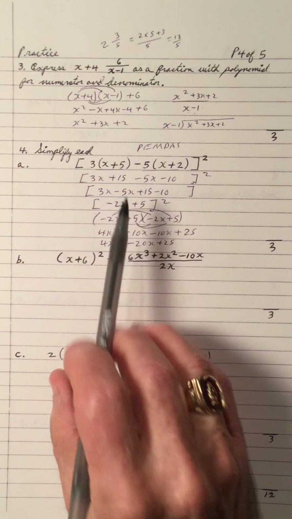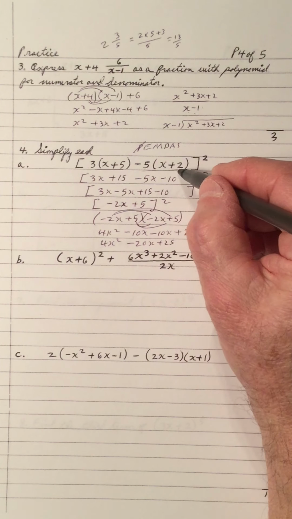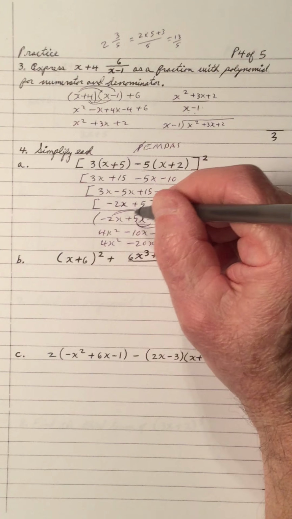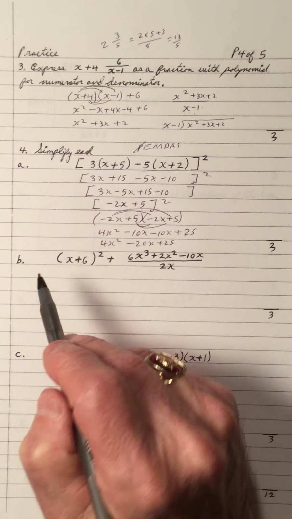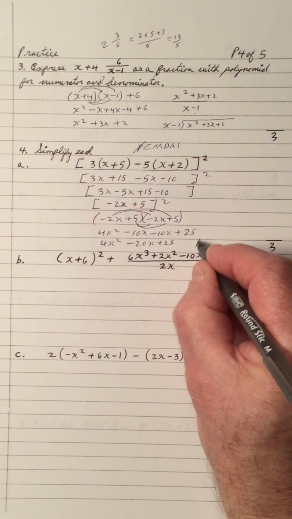But you simplify the inside first, because once that's done, then you look for any exponents. But there's no exponents in here. So inside you have to add this up. You have to simplify the inside of this fully before you square. B, PEMDAS again.